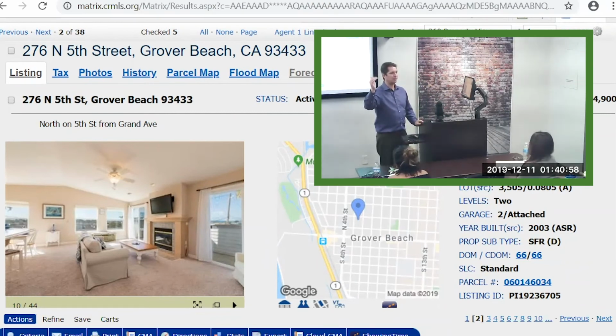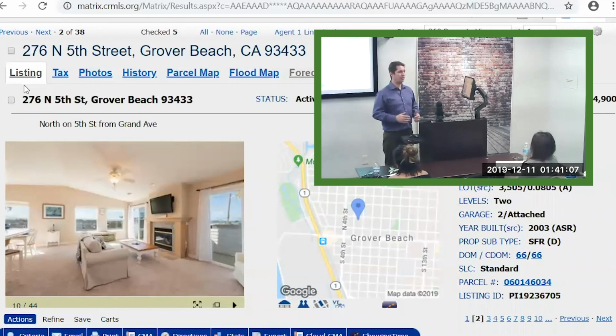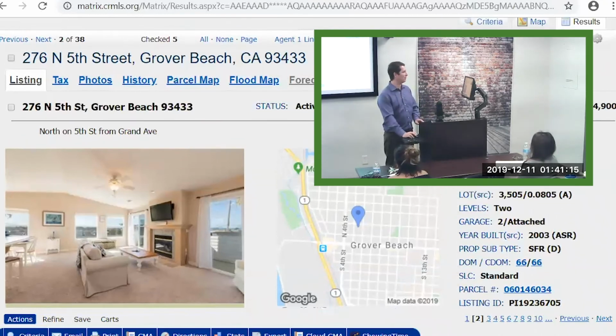Every single one of these comps, I can go through and make up a scenario of why it fits for the way I need to make the comp. Do I want to do that? No. You want the ones that are most like your property. But sometimes you don't have them and you have to make scenarios up.